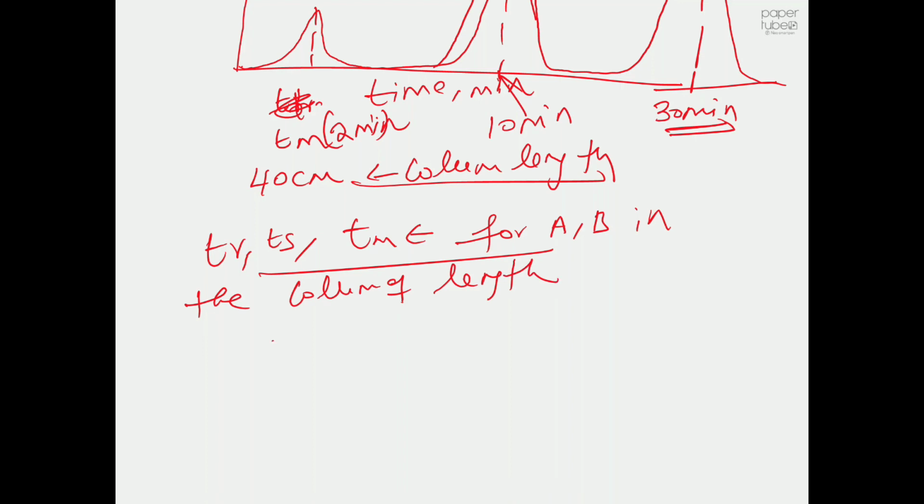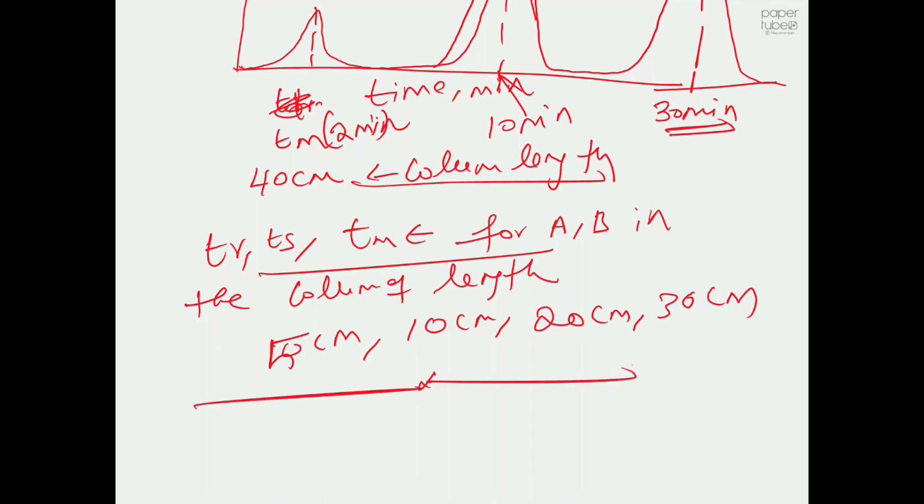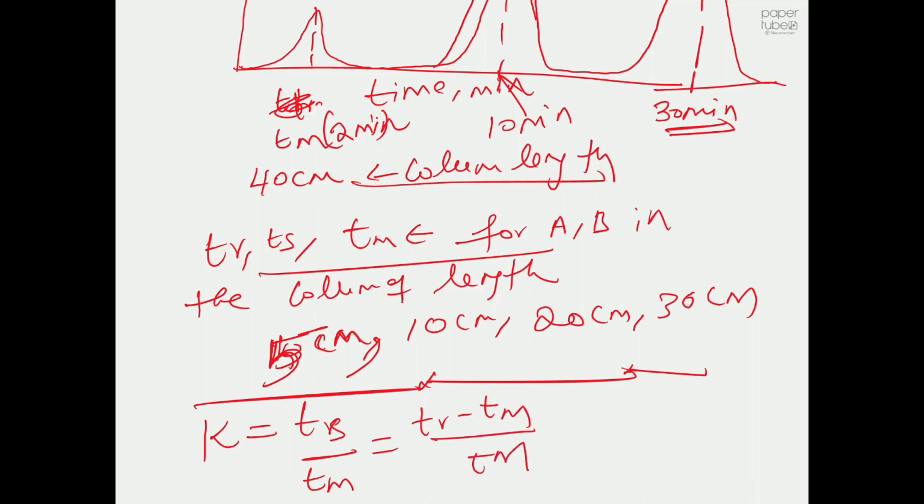What can we put? Say 5 centimeter, 10 centimeter, 20 centimeter, and 30 centimeter. So try to practice at home. You all know what the formula to use is: K is equal to Ts by Tm. This is nothing but Tr minus Tm divided by Tm. So using this formula, try to solve this problem.